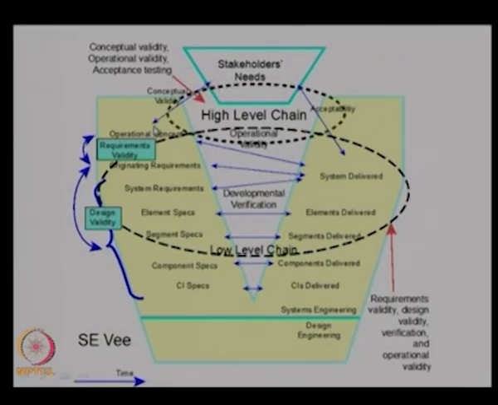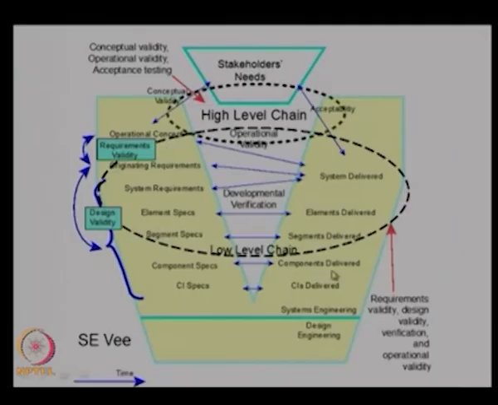that the operational concept can meet the stakeholder needs, and the operational validity, that the operation of the system is as per the operational concept that we proposed, and the acceptance test is basically the customer accepts the system that we designed. So, this is the high level chain, which is part of the qualification process.